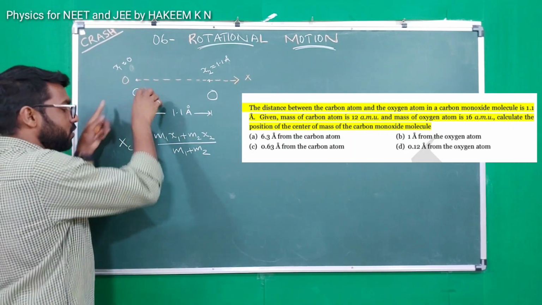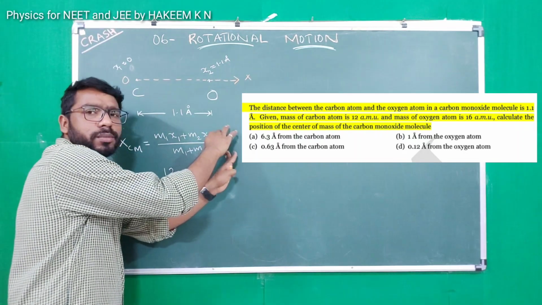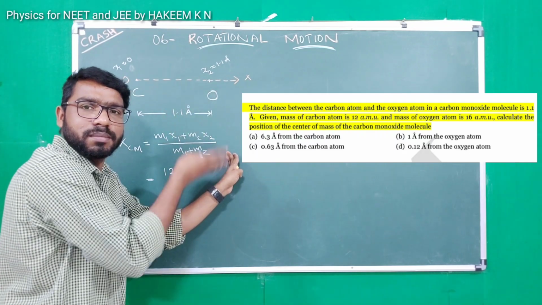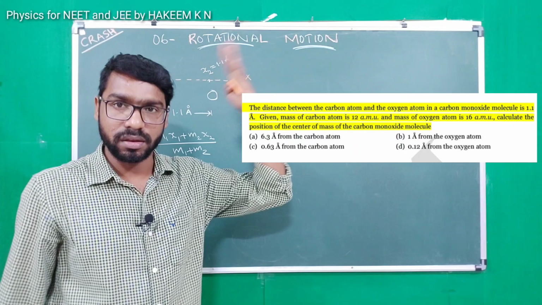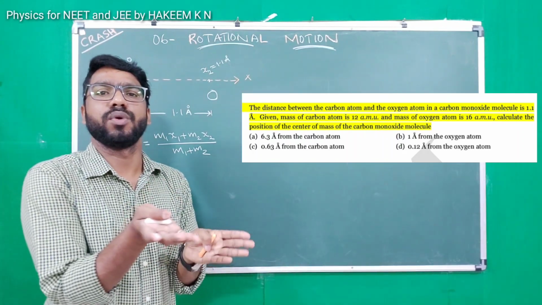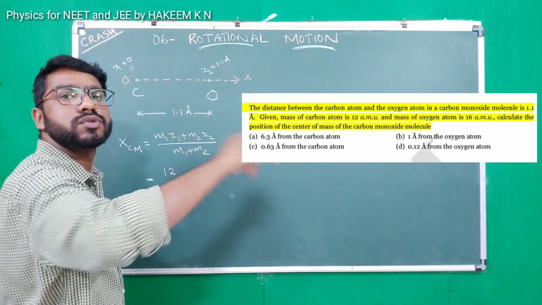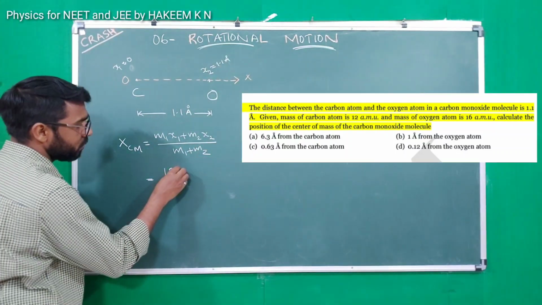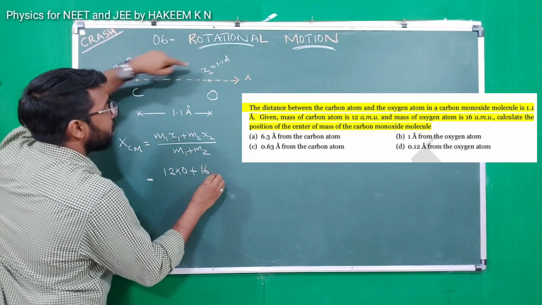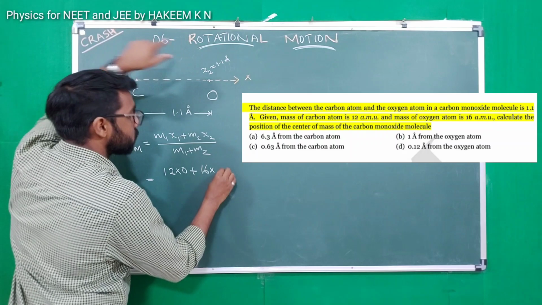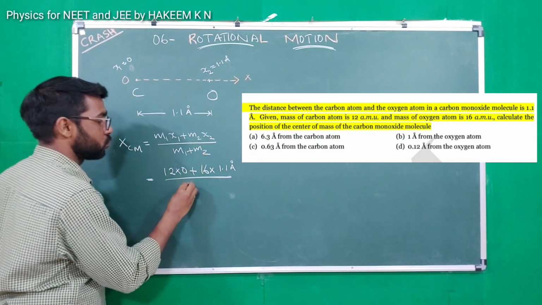The mass of the carbon atom m1 is 12 AMU. AMU will come in the numerator and denominator, so it will be cancelled out. There is no need to change the unit of AMU into the SI unit, kilogram, because when ratios are coming, units will be cancelled. So 12 AMU into the x position of carbon, which is 0, plus 16 AMU for oxygen into the x position of oxygen, which is 1.1 angstrom, divided by m1 plus m2.